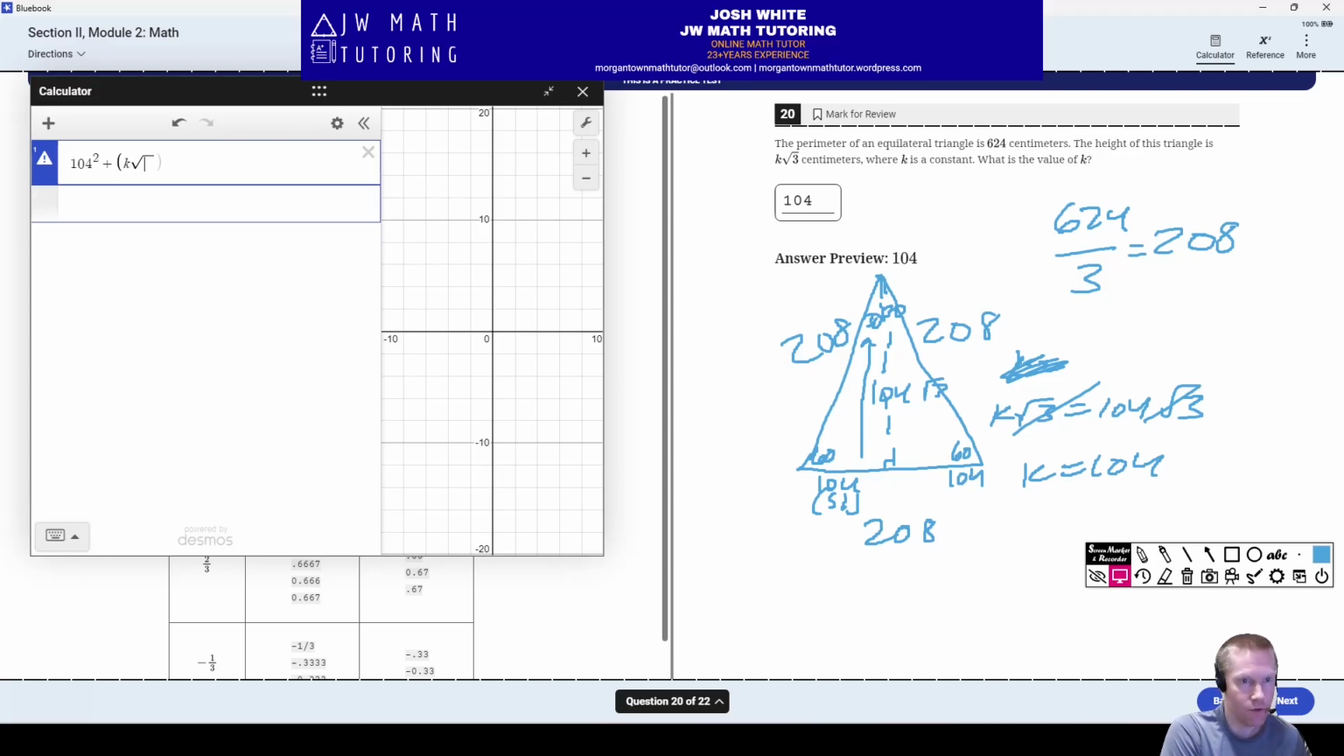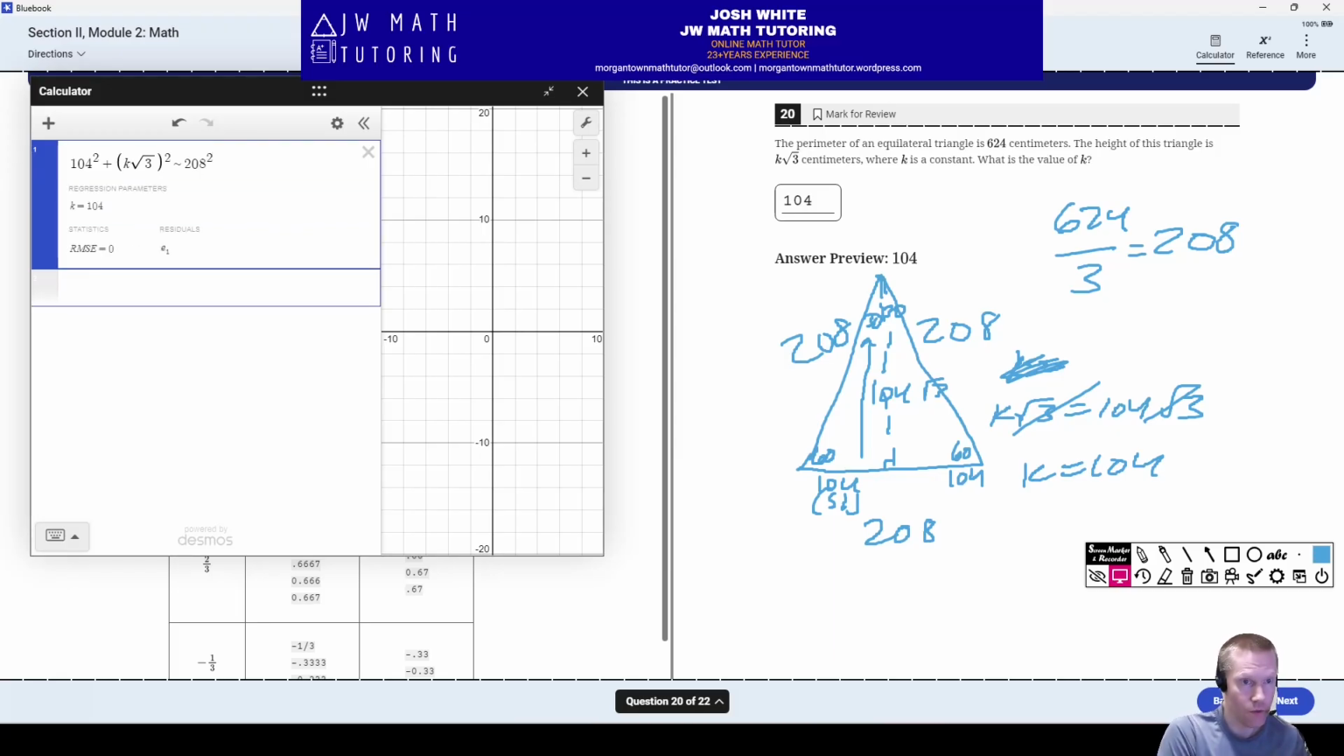They tell you it's k root 3, right? So I would say 104 squared plus the height k root 3 squared, and then I'm going to do regression, 208 squared. And right there, that's how you can get the k value if you don't know the 30, 60, 90 special triangle formula. It's just using the Pythagorean theorem, by using regression.